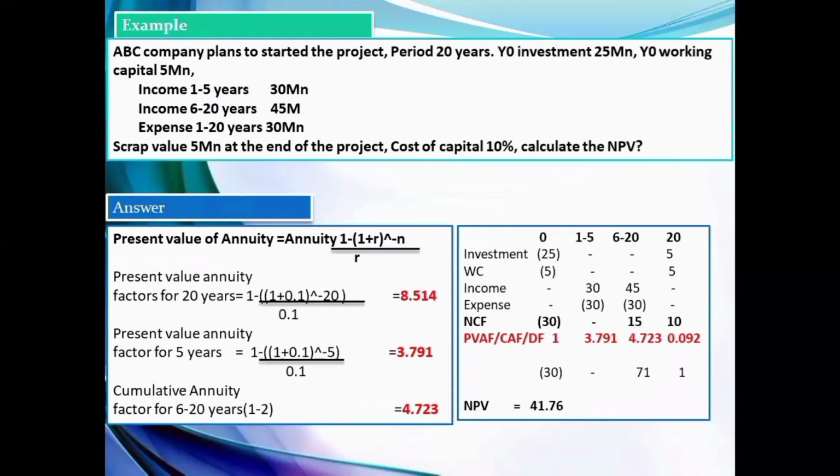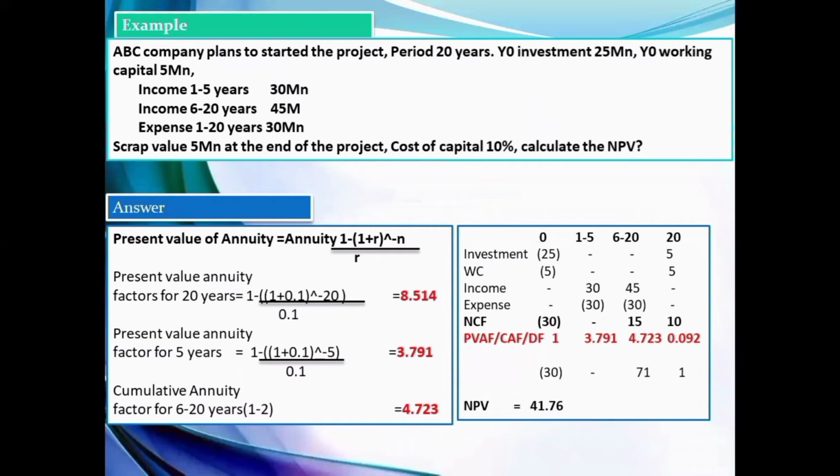Okay, let's move to an annuity example. ABC company plans to start a project with a period of 20 years. Y0 investment 25 million, Y0 working capital 5 million, income for years 1 to 5 is 30 million, income for years 6 to 20 is 45 million, expenses for years 1 to 20 are 30 million, scrap value is 5 million at the end of the project, cost of capital 10%.